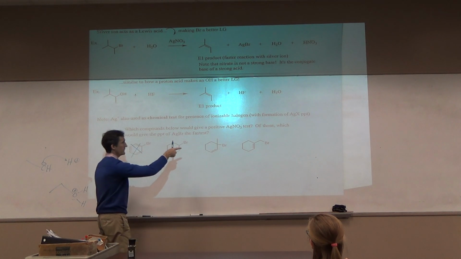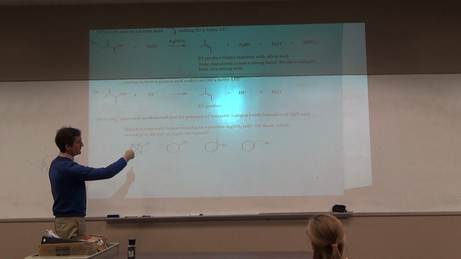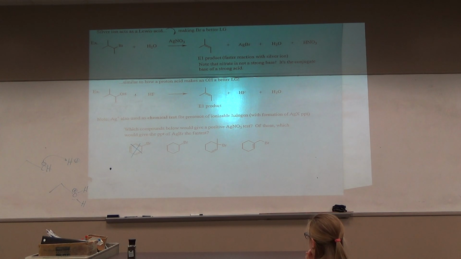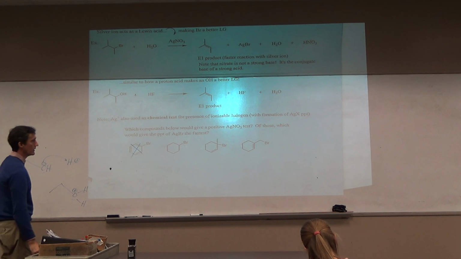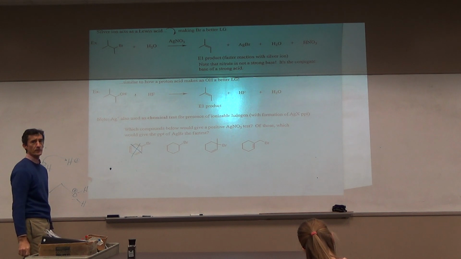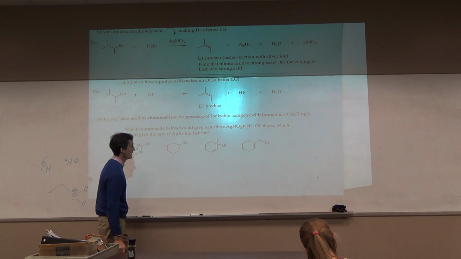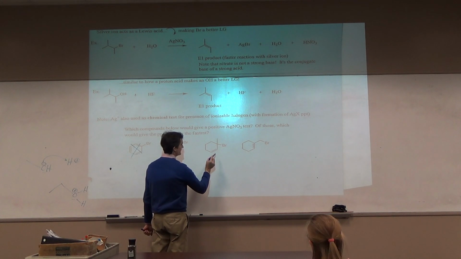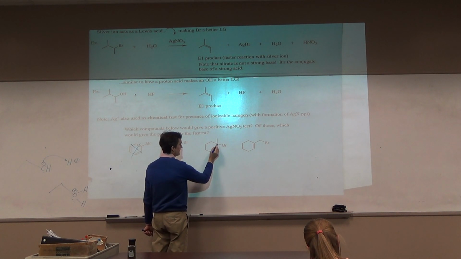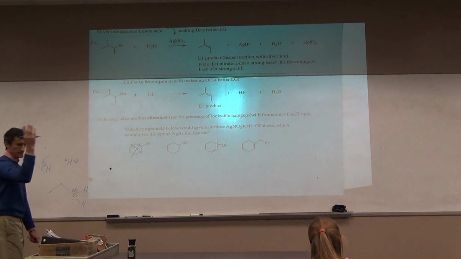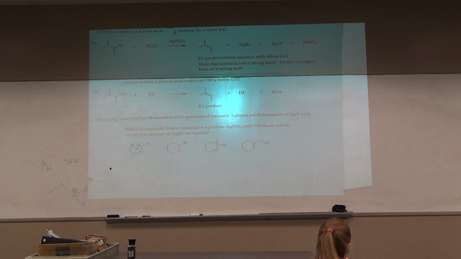Well, let's ask the next question. Of those three, which would give the precipitate the fastest? What's the question, really? The question is, which one's going to make the best carbocation and which one forms fastest? Which one? This one, why? Tertiary. It would be tertiary. Not only would it be tertiary, it would be resonance stabilized. And you can see the little windshield wiper.